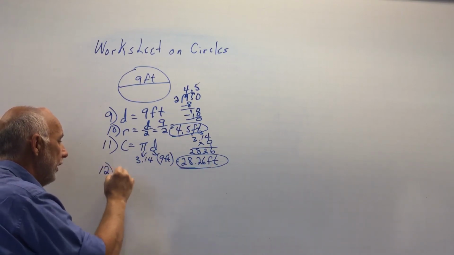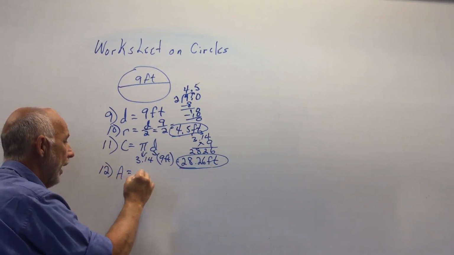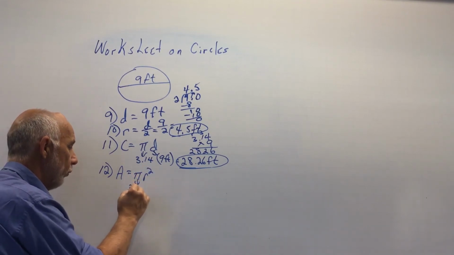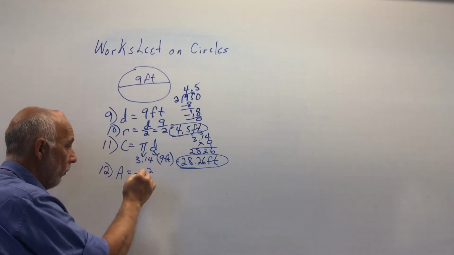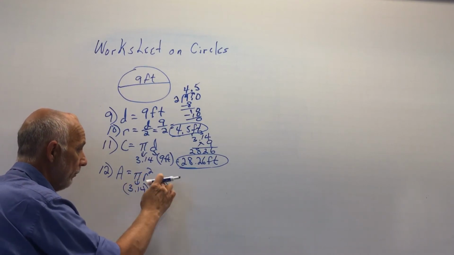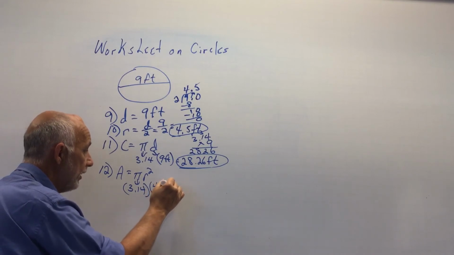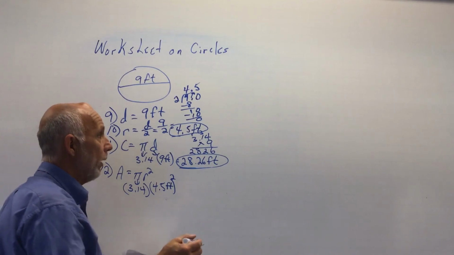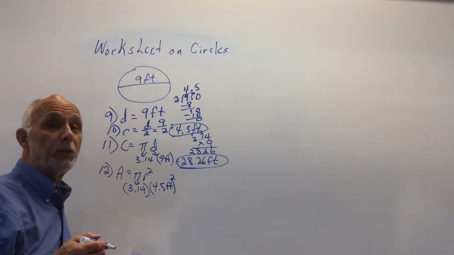And last one, area is equal to pi times the radius squared. Again, pi is 3.14. The radius this time is 4.5. By the way, it's 4.5 feet, and you got to square it. Again, this is where having your calculator helps a whole lot.